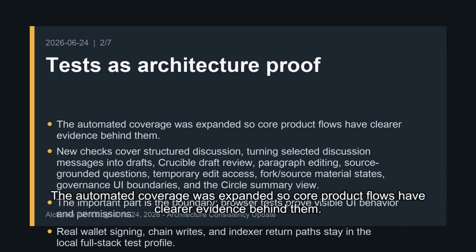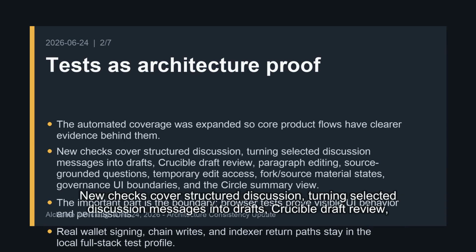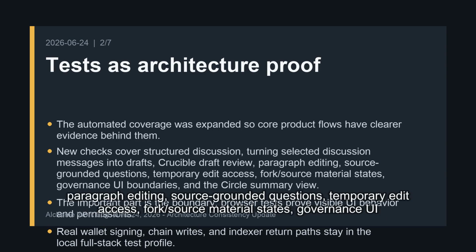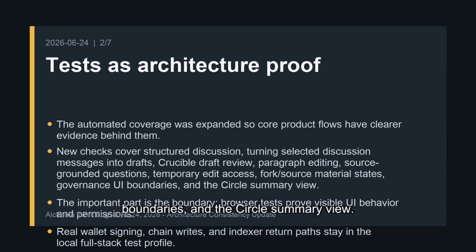The automated coverage was expanded, so core product flows have clearer evidence behind them. New checks cover structured discussion, turning selected discussion messages into drafts, crucible draft review, paragraph editing, source-grounded questions, temporary edit access, fork source material states, governance UI boundaries, and the circle summary view.